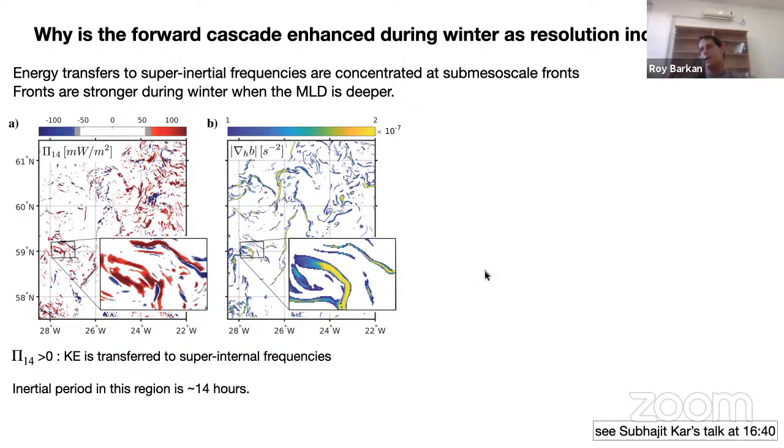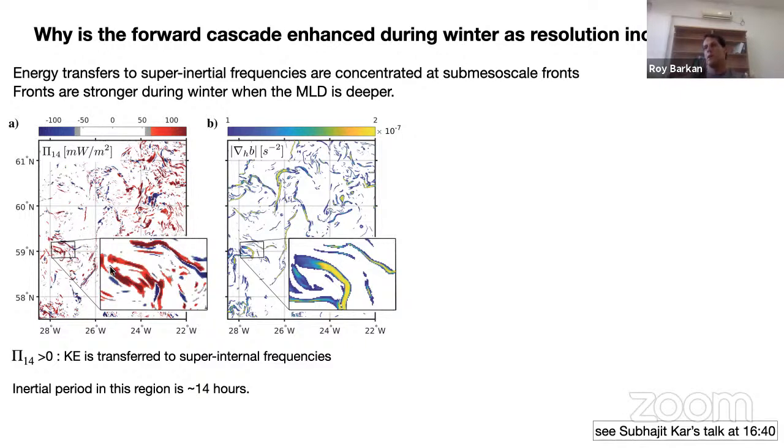And so what I've done here is compute the coarse graining transfer from timescales longer than 14 hours to timescales shorter than 14 hours, which is roughly the inertial period here. Where the values are positive, it means energy is transferred from sub-inertial to super-inertial frequencies. And here I'm showing you a representative snapshot during winter in the high resolution solution that shows where this actually takes place. The inset here highlights it pretty well.